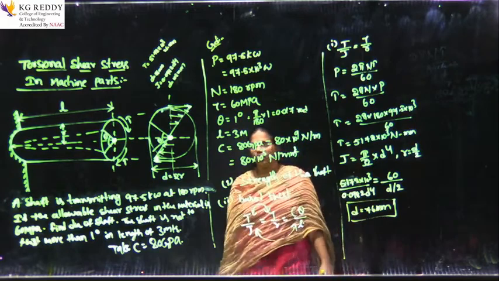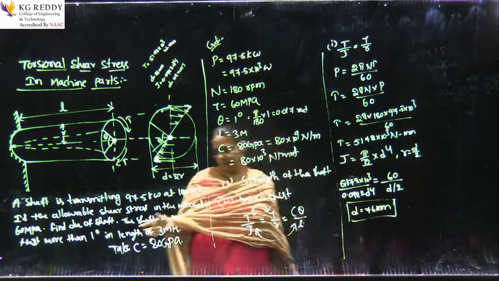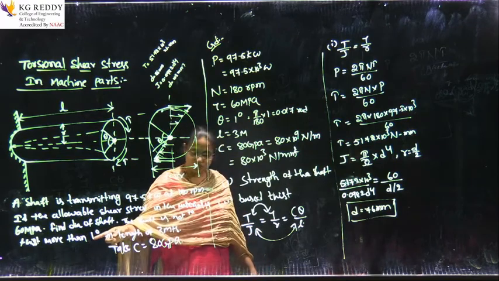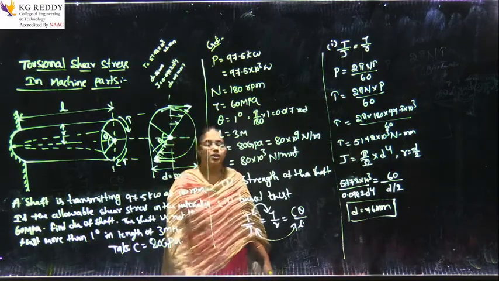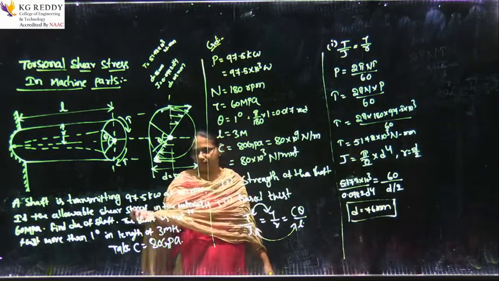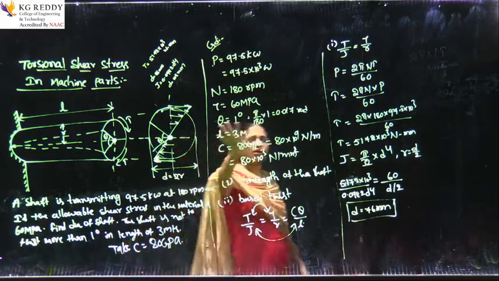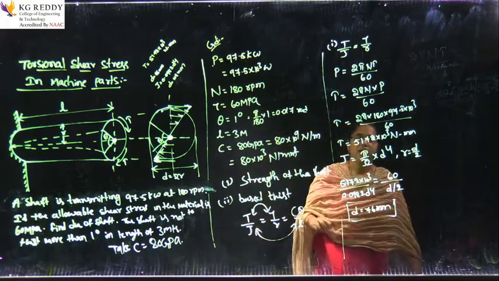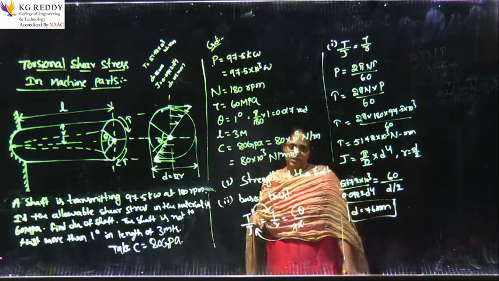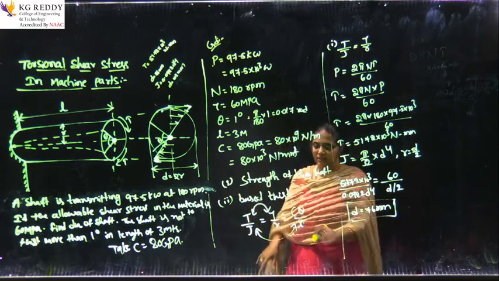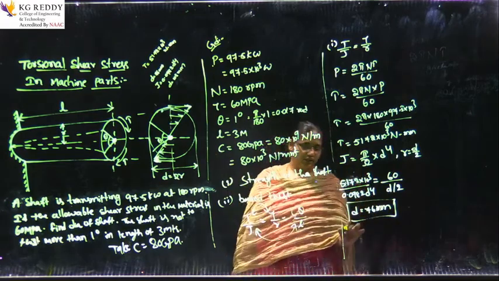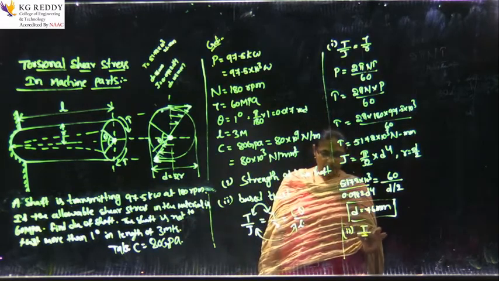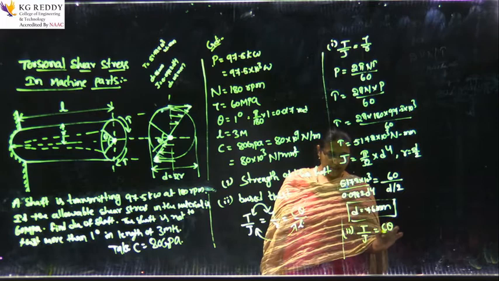In another way also, they have mentioned in the problem that the twisting moment does not exceed 1 degree. So if it does not exceed 1 degree, we have converted theta in terms of radians. So that is 0.017 radians. Now take the second equation based upon the twisting moment. Therefore consider T by J equals C theta by L.